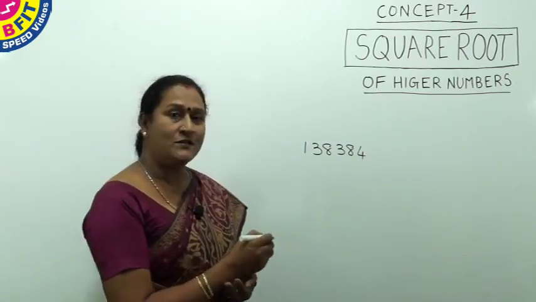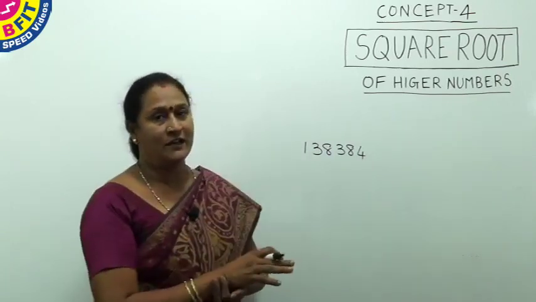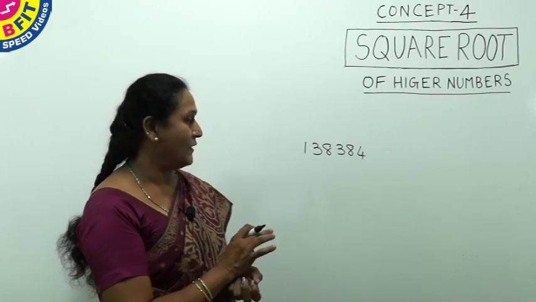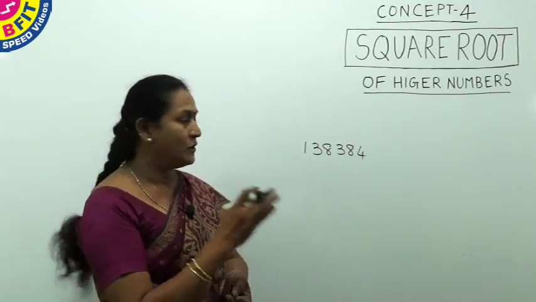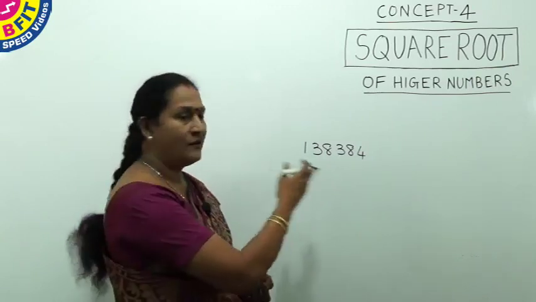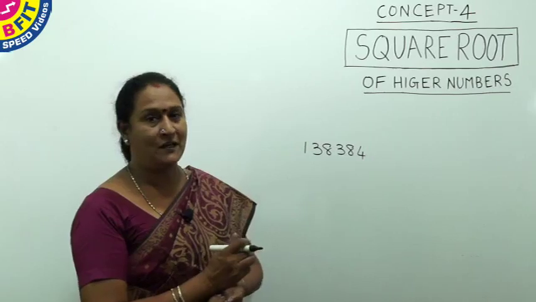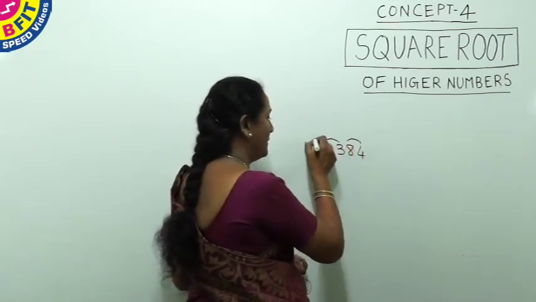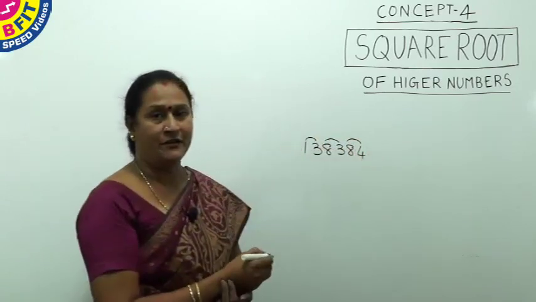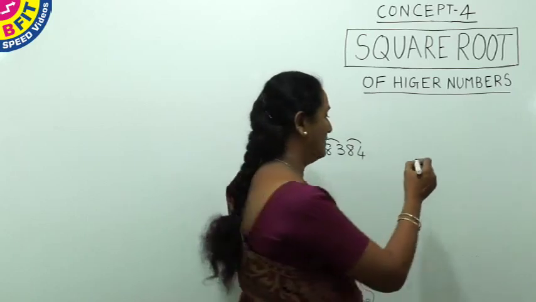So with the options also you can decide the answer and you can stop the working. So to find the square root, first we have to group the numbers. The grouping has to be done from right to left for the integers. Integers means non-decimal numbers. So we have to group the numbers from right to left.